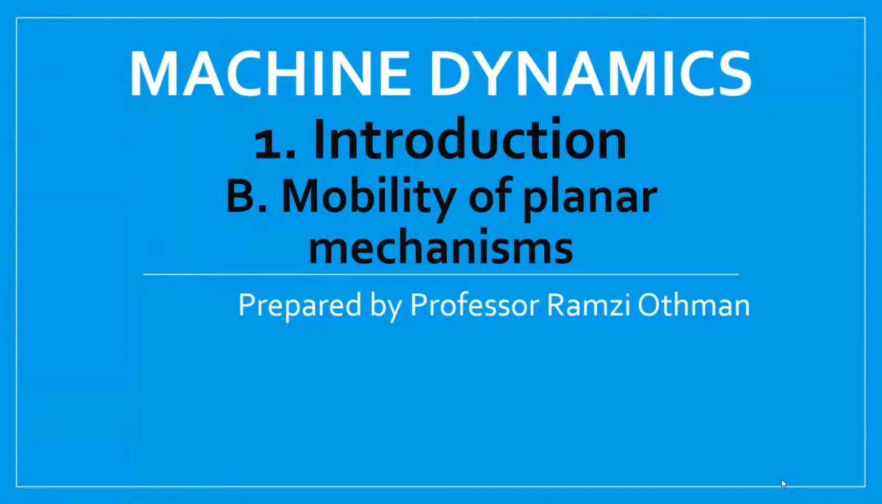In this second part, we are going to discuss the mobility of planar mechanisms, and mainly we are going to learn how to calculate mobility of planar mechanisms, to establish the equation that gives mobility, and mainly after that try to learn how to interpret the value of mobility. If mobility is 1 or 3 or negative, what does that mean?